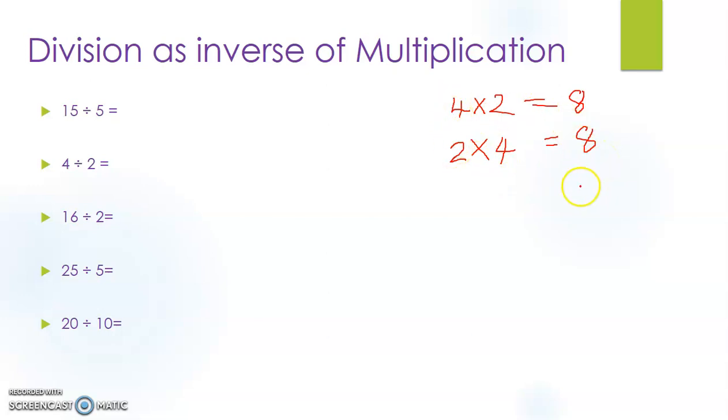Along with this, we have two division statements as well. If 4 into 2 is equal to 8, 8 divided by 2 is equal to 4 and 8 divided by 4 is equal to 2. 4 multiplied by 2 will give you 8. 2 multiplied by 4 will give you 8. 8 divided by 2 is equal to 4 and 8 divided by 4 is equal to 2.